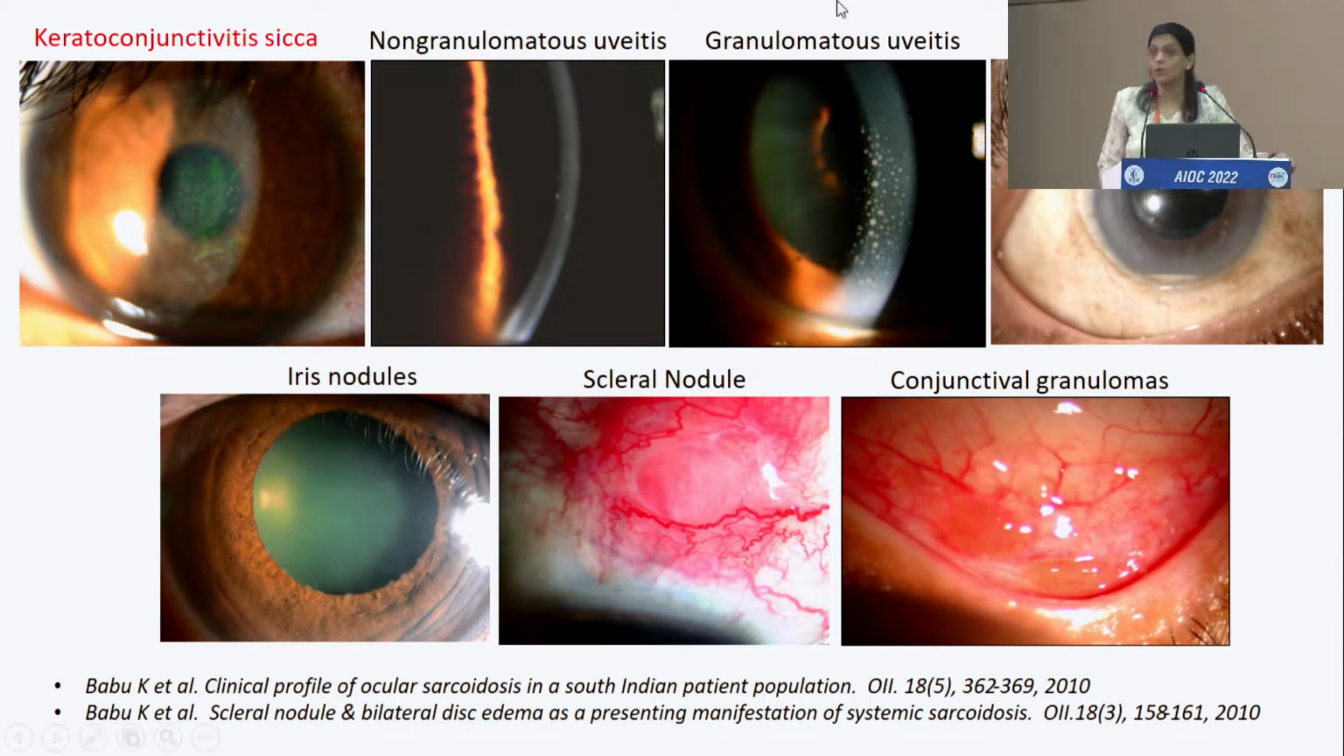In addition to non-granulomatous and granulomatous uveitis, you see this very characteristic dry eye. They all have sicca symptoms. And we've also had a case of hypopyon, which was the initial manifestation of systemic sarcoid, and very rare manifestations such as scleral nodules and conjunctival granulomas in the anterior segment.